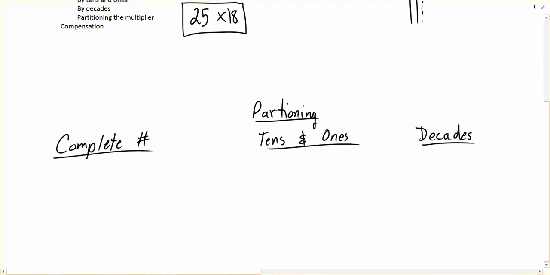And let's stick with the same 25 by 18. A complete number strategy says you're going to take all 18 groups of 25 and write them all out and add them all up.